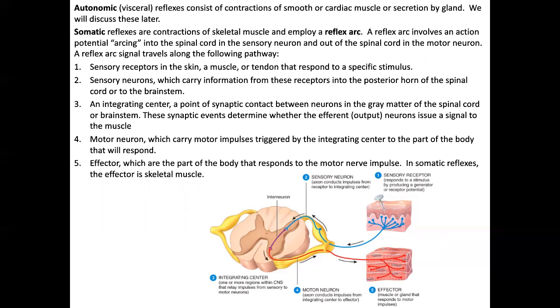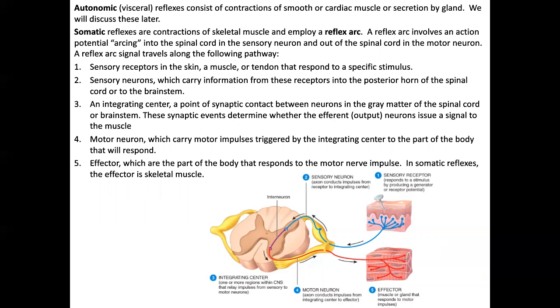Autonomic or visceral reflexes consist of contraction, and it really should say, or relaxation of our smooth muscle or our cardiac muscle, because it's not always that we want to contract. Sometimes we want to relax. Like if we want to dilate a blood vessel, we have to relax the smooth muscle. Okay. Or it could be secretion by a gland, or really it could be inhibition. So not secreting by a gland.